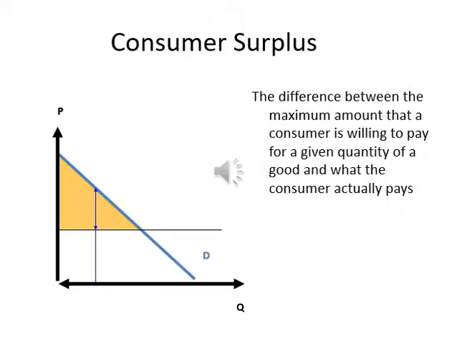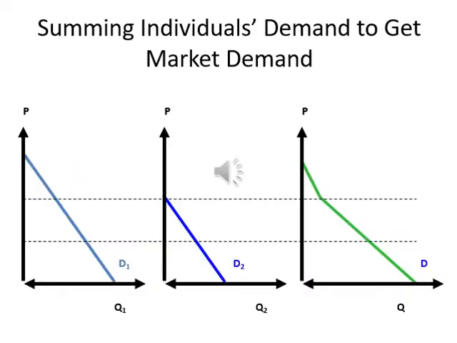Consumer surplus. The difference between the maximum amount that a consumer is willing to pay for a given quantity of a good and what the consumer actually pays. Summing individuals' demand to get market demand.